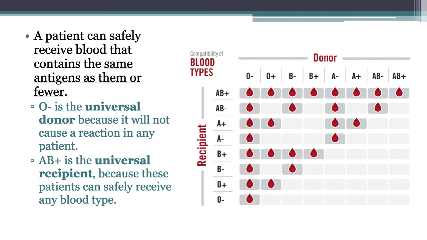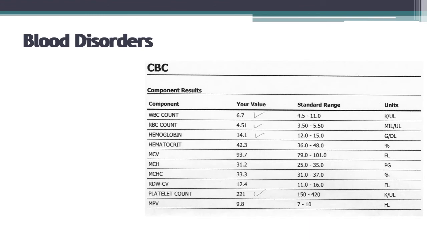But because AB positive has no antibodies against any of them, A, B, or the Rh, they can get blood from anybody. So this chart kind of shows a positive, all right, O positive can get from O negative or O positive. So if you're positive, you can get the positive type and the negative type. If you're the negative type, you can only get the negative type. Okay, and you see that in the chart right there. And you see that the O negative as the donor has every single box filled, and AB positive has all the boxes filled as recipient.